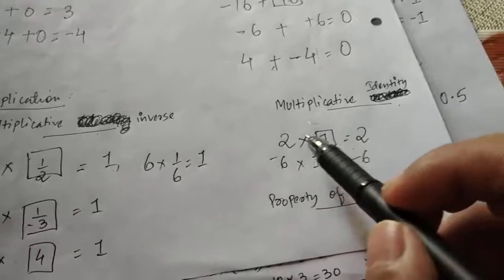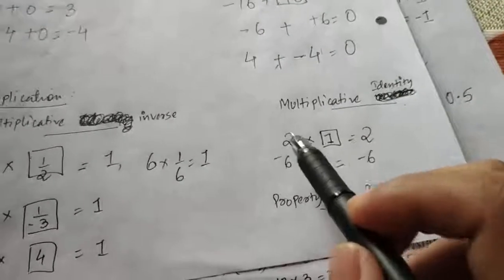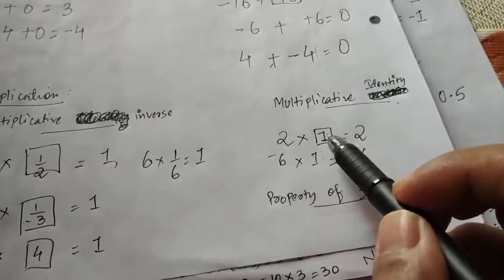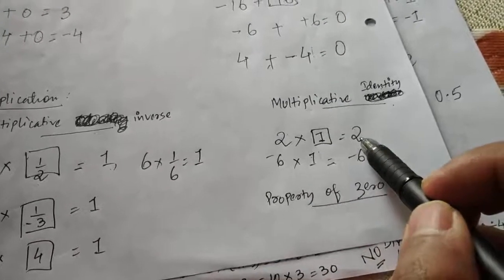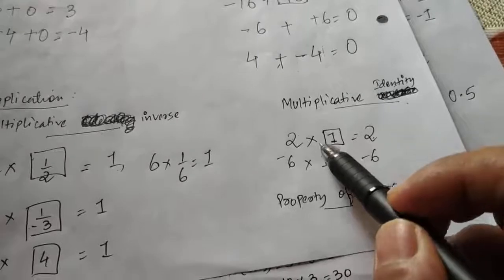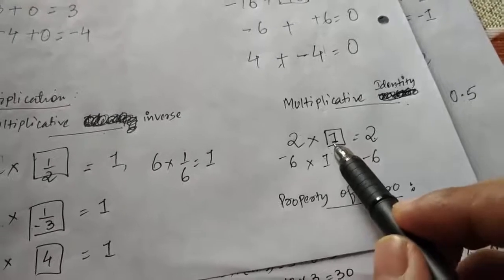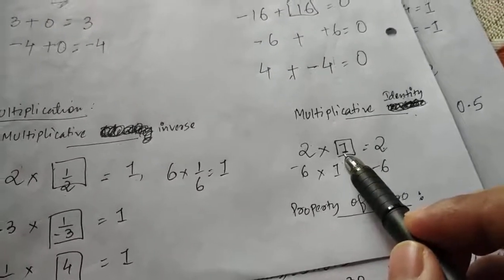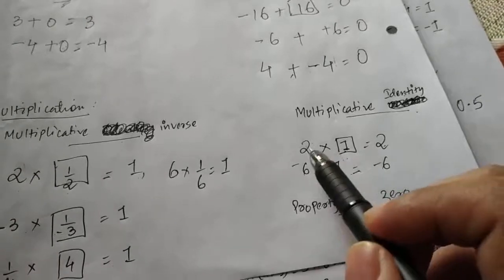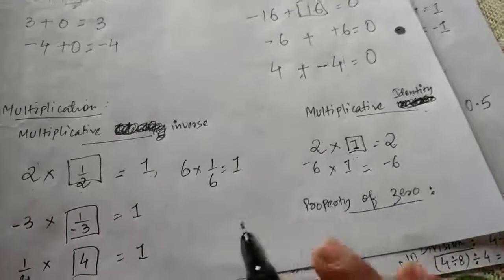Okay, multiplicative identity means I multiply with the given integer such an integer so that our answer will remain the same. So there is only one integer, that is 1, which whenever multiplied with the given integer, the answer will remain the same.